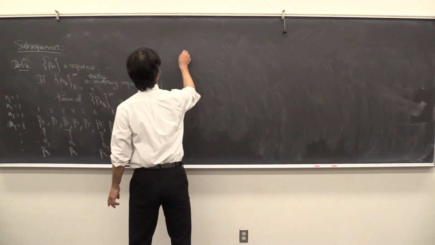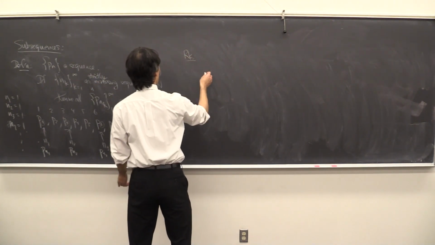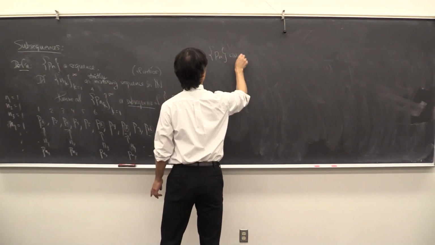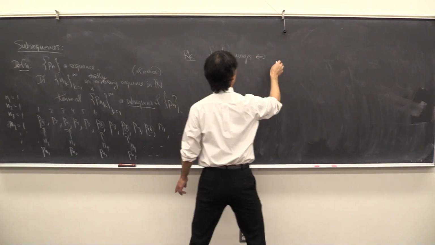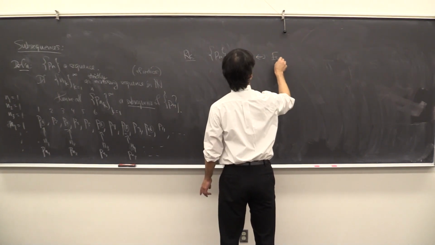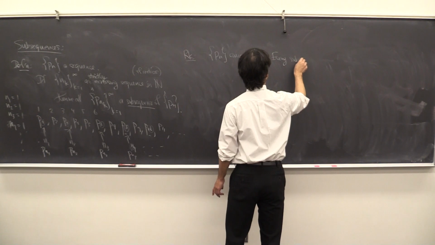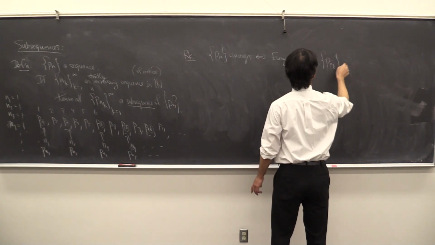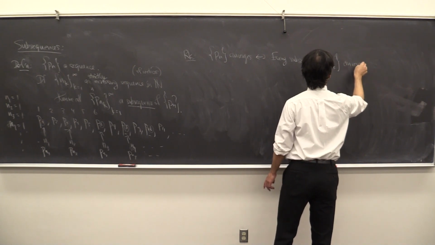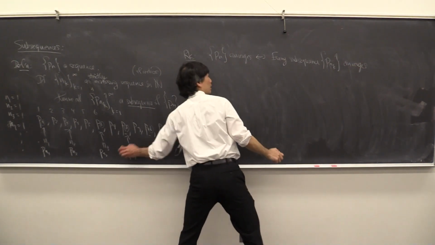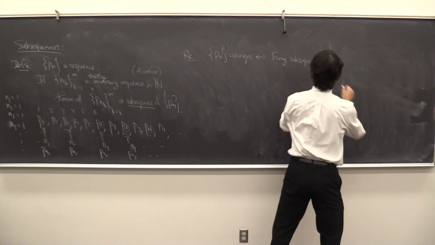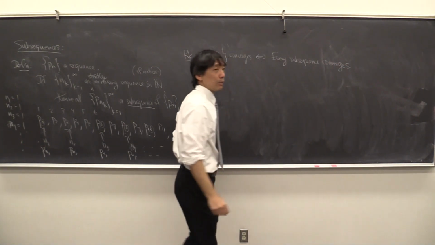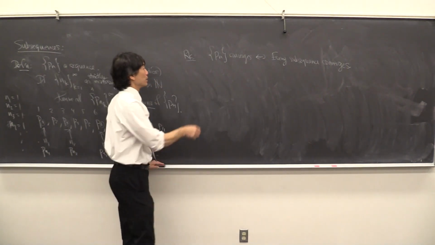Okay. So remark: a sequence converges if and only if every subsequence converges. Maybe I'll just leave off this, it doesn't mean anything. Okay. A sequence converges if and only if every subsequence converges.